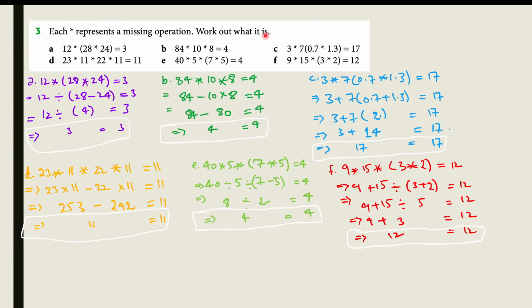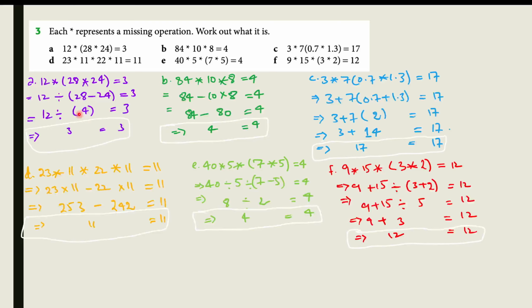So our task is to replace each star with either addition, subtraction, multiplication, or division so that each equation becomes true. You have to keep in mind there isn't any fixed formula for this question. The key is to use logical thinking and test the operations one by one. So let's solve each part.